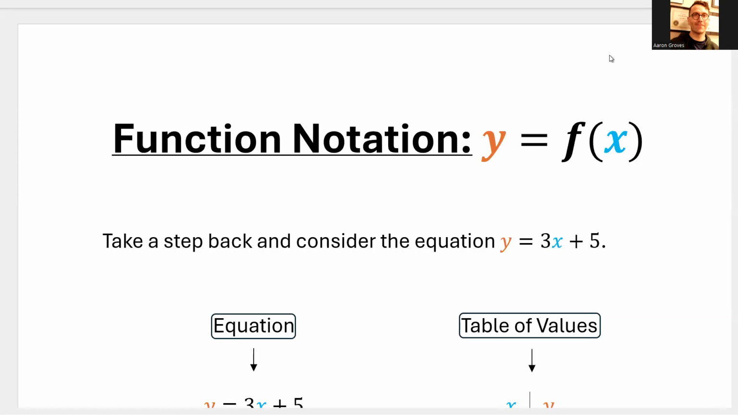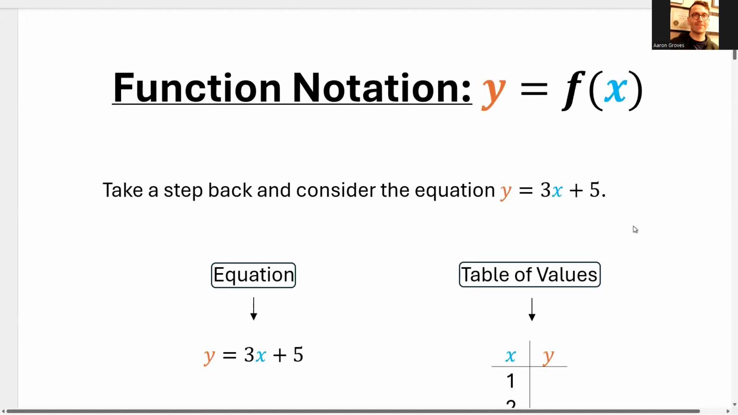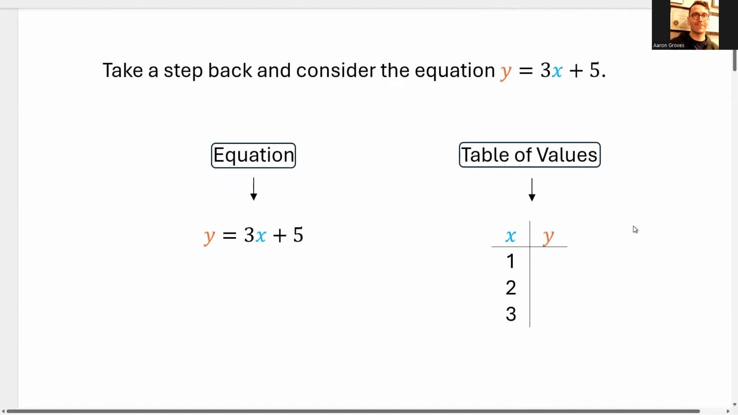So what I want to talk about is function notation. But before we get there, let's think about the equation y equaling 3x plus 5. And what I want to talk about specifically when it comes to the equation y equaling 3x plus 5 is the independent variable x. So if I wanted to create a table of values, I would choose x values and I would input those x values into the equation. And then through a process of simplifying that equation, I would get out a y value.